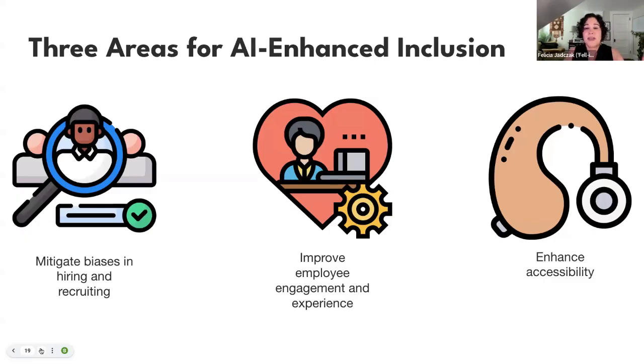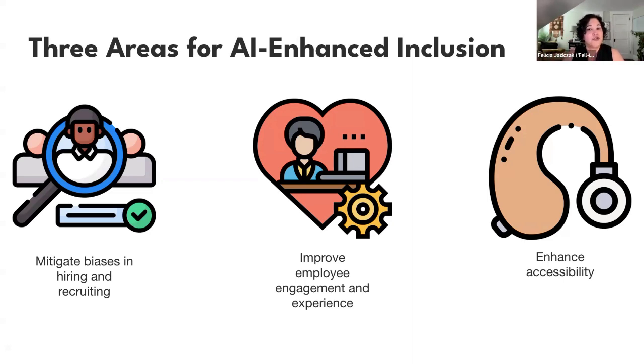So, three major areas for AI enhanced inclusion. These are some ways that we can think about using AI as a tool to help us with a more inclusive workplace. We can mitigate biases in hiring and recruiting, which we've talked a little bit about already. But what AI can help us do is make candidate data more anonymous. It can remove identifiers like names, gender, or other demographic details. So hiring managers who are human, ideally, can focus on skills and qualifications.